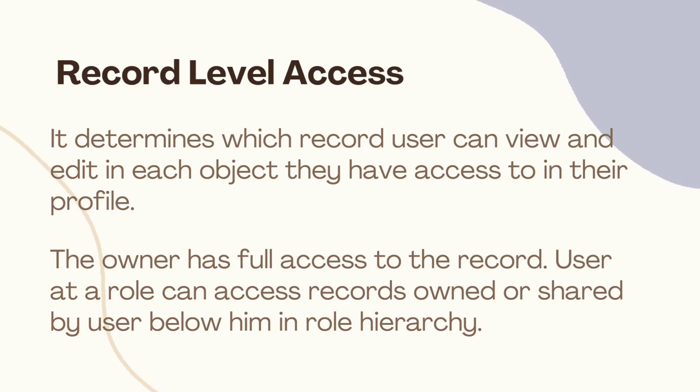So the owner has full access, and a user at a particular role can access records owned or shared by users below him in the role hierarchy. That also we have understood in our previous video.